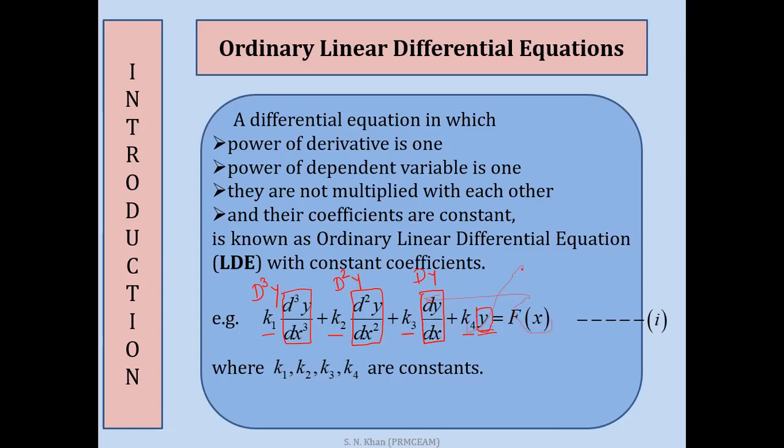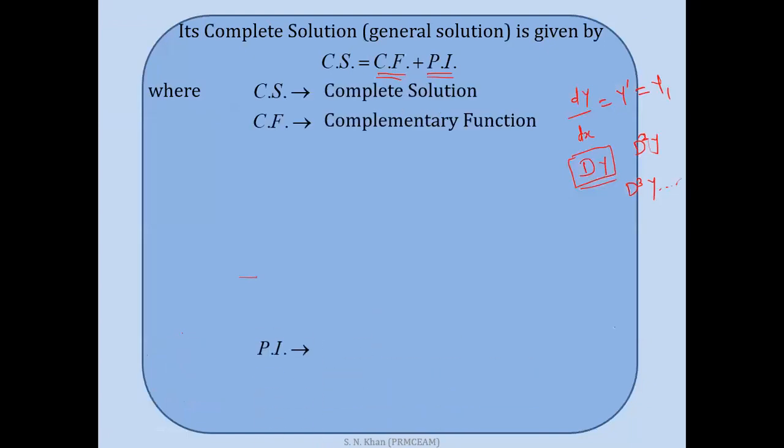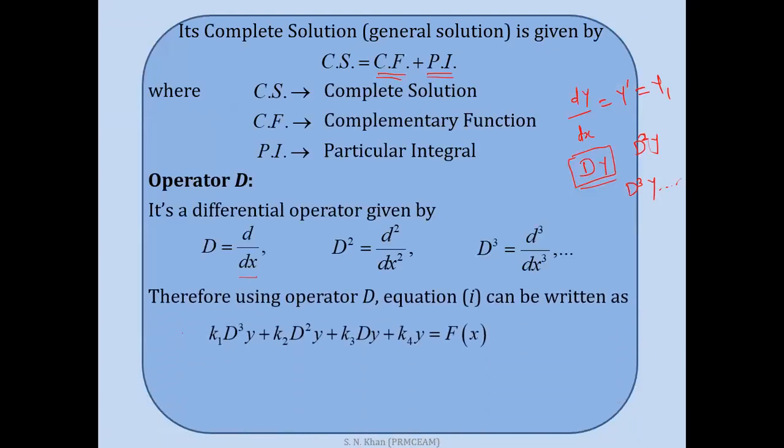So it means that now equation 1 will become k1 into D cube y plus k2 into D square y plus k3 into Dy plus k4y equal to capital F of x. So therefore equation 1 can be written as k1 into D cube y plus k2 into D square y plus k3 into capital Dy plus k4y equal to capital F of x. So this is another way of denoting the differential equation in terms of operator D. Okay. So in this complete unit, we are going to do all operations in the form of operator D only.